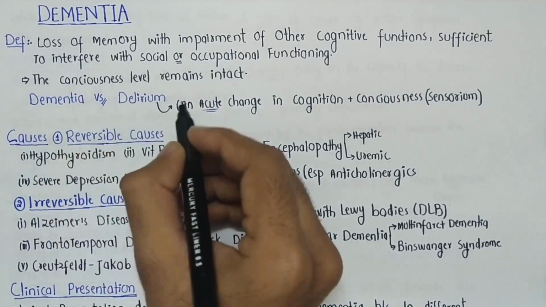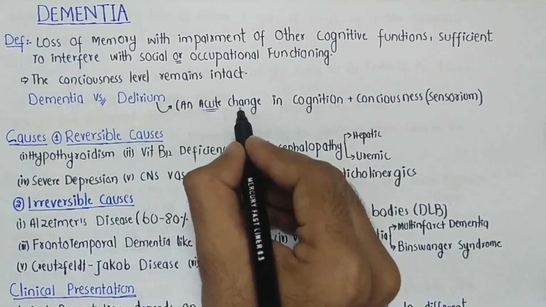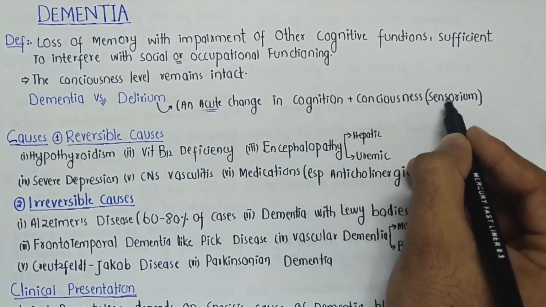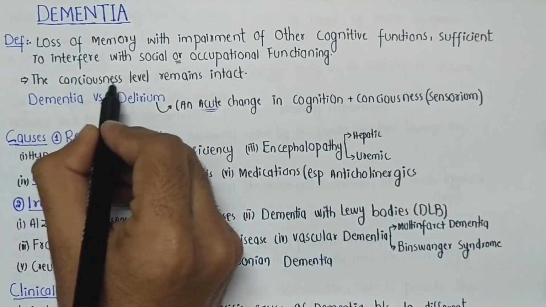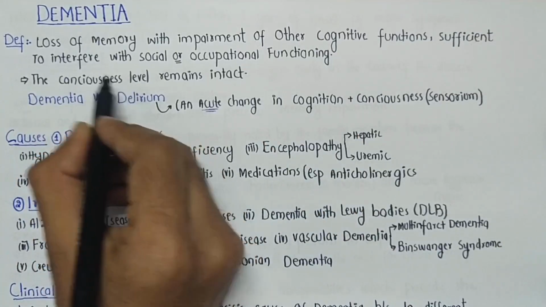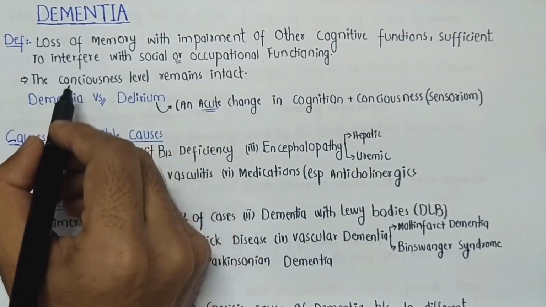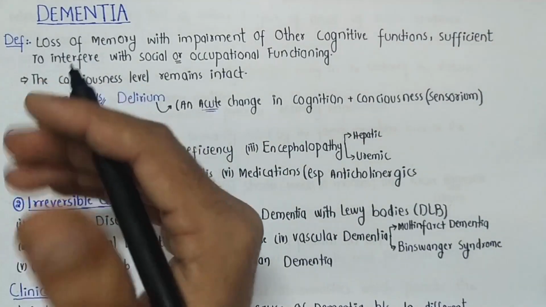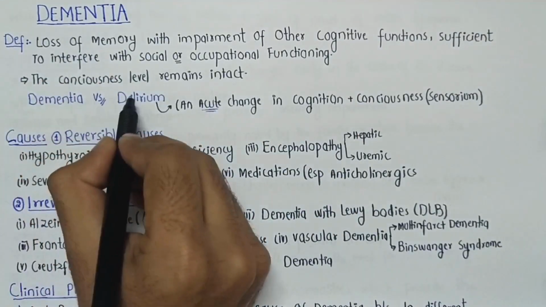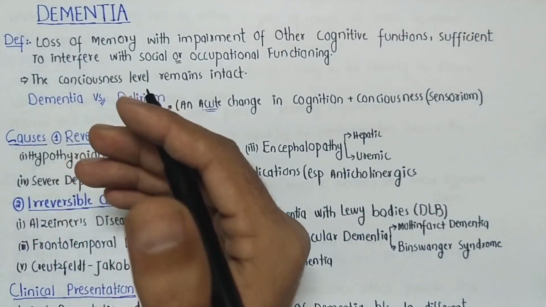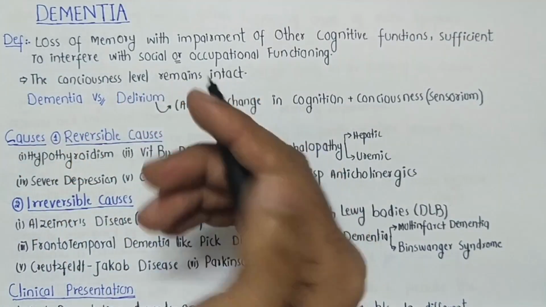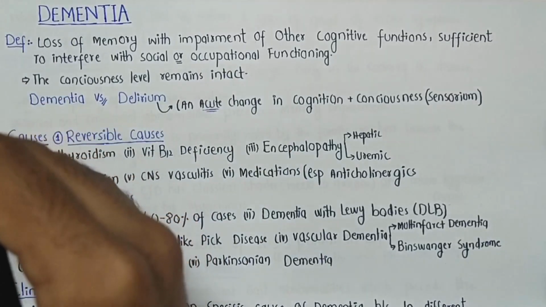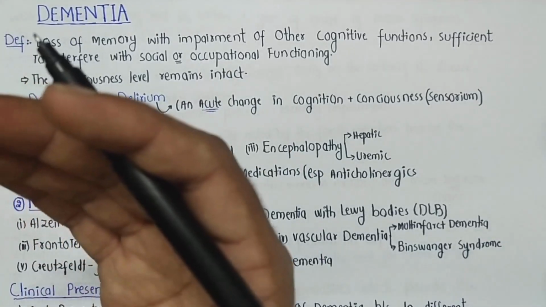What is delirium? Delirium is an acute change in cognition and consciousness, or sensorium. So the consciousness level should remain intact in dementia. This is the alertness which differentiates dementia from delirium. Delirium is an acute change, while dementia takes time, up to months and years, to develop.